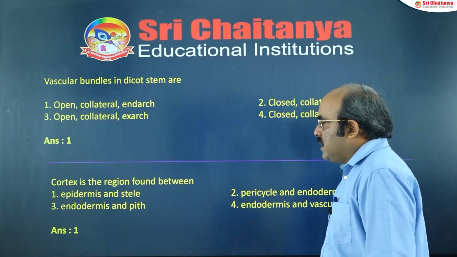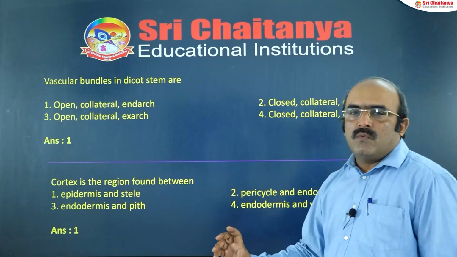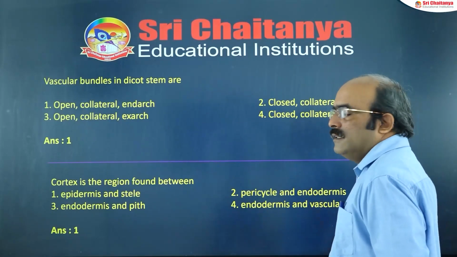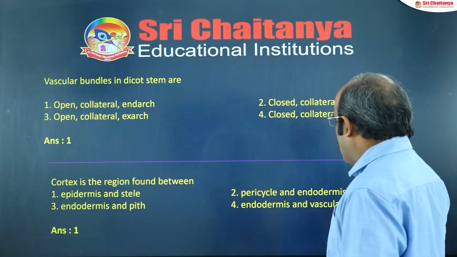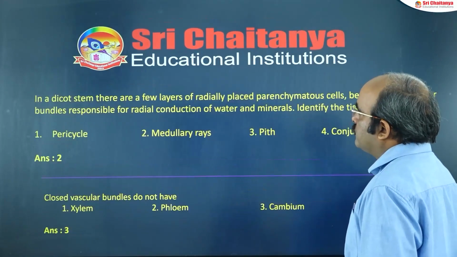And cortex is the region found between. So cortex is the region found between which regions? Isn't it epidermis and the pith, or what are the options that are given here. You can go through and find out the correct one.